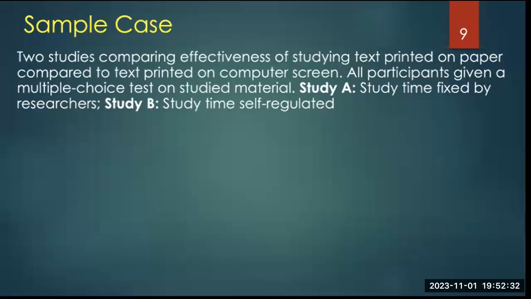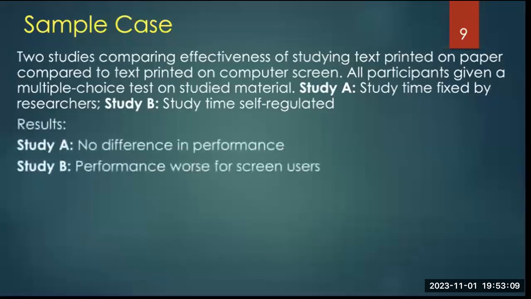So in study A, the researchers gave them a fixed amount of time. So maybe they said, you have 1 hour to study this material, and then we're going to test you. So one group studied the material on paper. The second group studied it from a monitor, from a screen. In the second study, they looked at how well these people did, but they enabled the participants to take as long as they wanted before the test. So it's self-regulated. So again, people studied either on paper or on the screen, but in study B, they were allowed to take as long as they wanted before they took the exam.